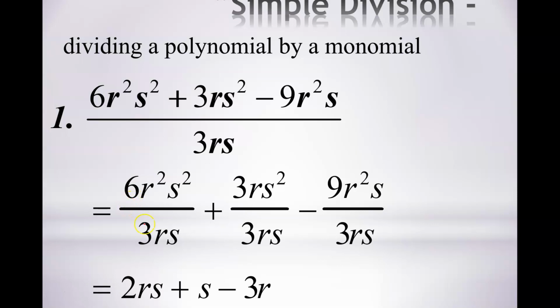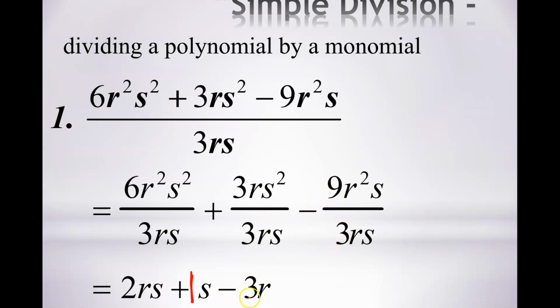So you divide 6 by 3 to get 2. R squared over r becomes r because you subtract the top and bottom together. So 2 minus 1 is 1. S squared over s is s. Plus stays in there. 3 divided by 3 is 1. So this s has an imaginary 1 kind of in front of it. R over r is also 1. S squared over s is s.